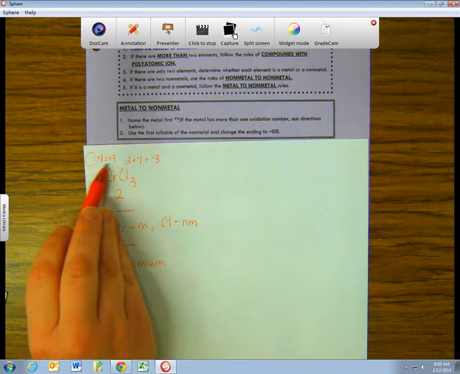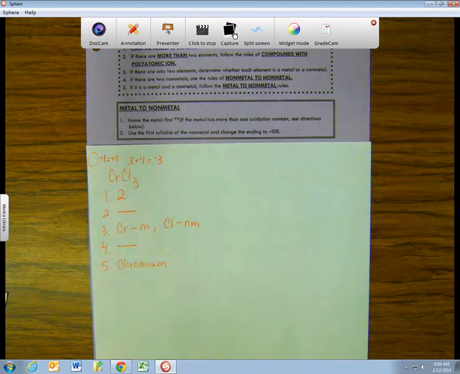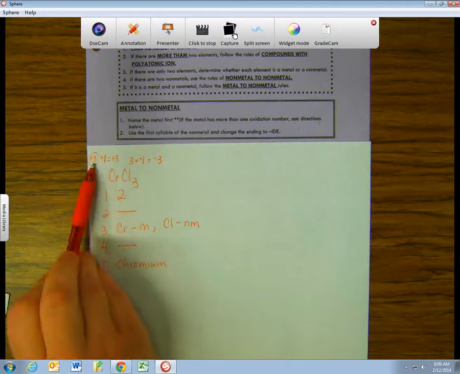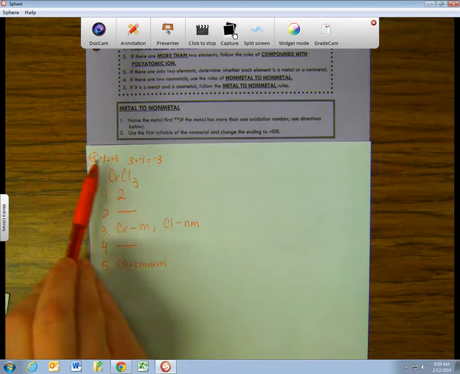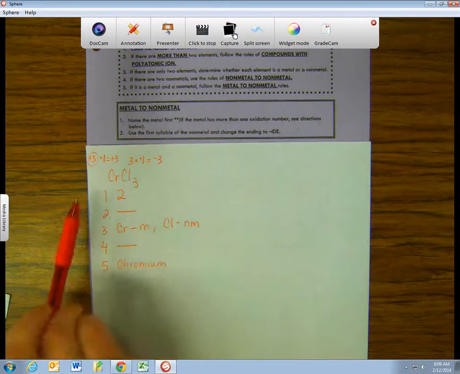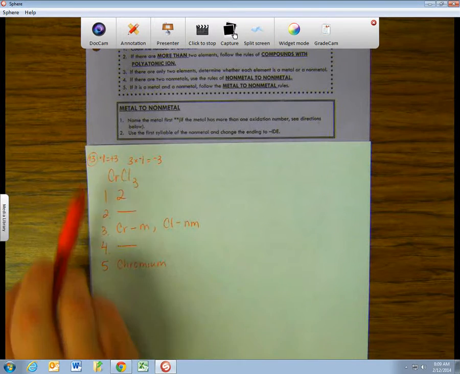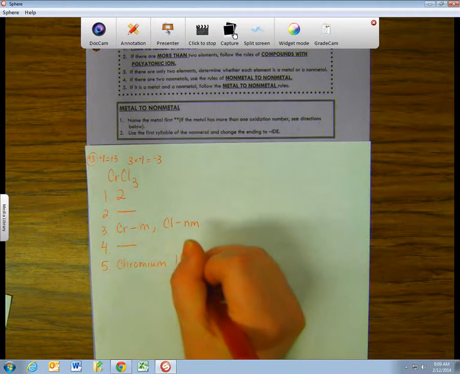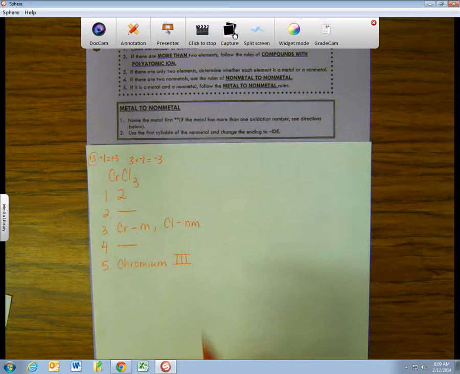Now in this example, the charge for the individual chromium equals the total charge coming from chromium, but that's not always the case, so please don't be confused by that. Don't think that that's always the case. Sorry about that, that was the bell. So we're going to write chromium with the +3 charge, so we're going to do Roman numeral 3, and then we're just going to end it with chloride. And that's how you name ionic compounds with Roman numerals.